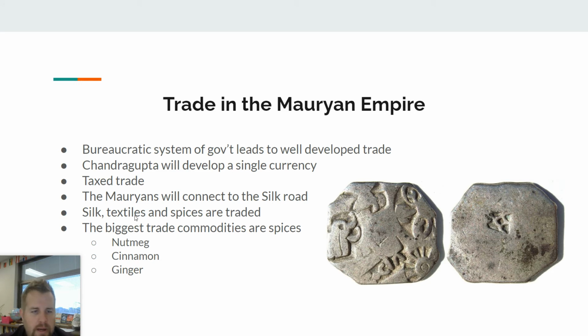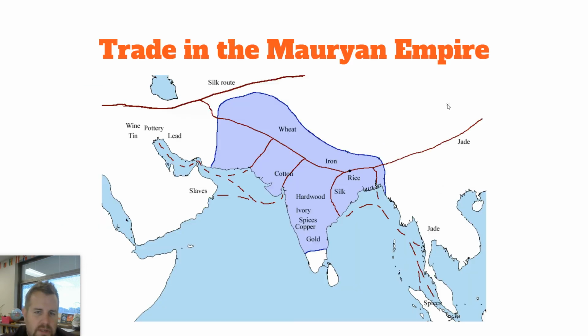Trade in the Mauryan Empire. Bureaucratic system leads to well-developed trade. They had a single currency when Ashoka took over. Silk, textiles, and spices are traded from that Silk Road, and then the biggest exporters for this empire would have been nutmeg, ginger, and cinnamon. Here's kind of the trade routes for the empire, and so we can see that over here on the right, coming in from China, and then kind of another passage up here through the Himalayas to get to China as well.